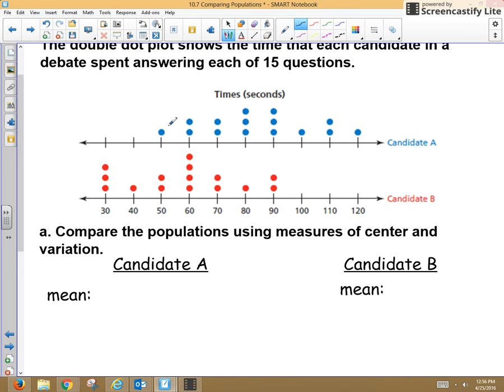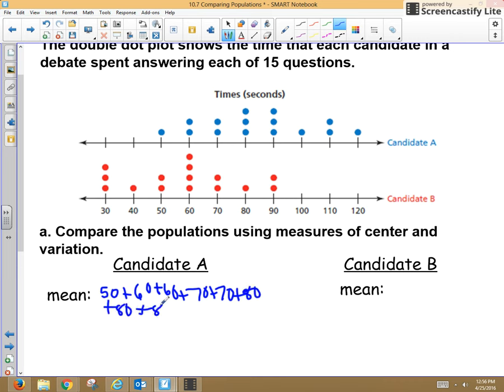First, we need to find the mean. So for the blue values, I'm going to add up each of the 15 numbers. So we have 50. We have 2 60s, 2 dots on 60, so it'd be 60 plus 60. And then you have 2 70s, 3 80s, 3 90s.